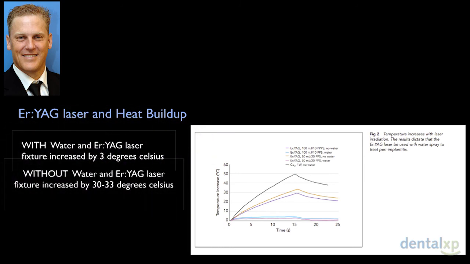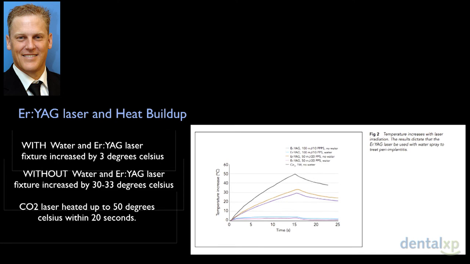When they looked at heat buildup, they found that it was only a 3 degrees Celsius rise in temperature if you used water. But if you didn't use water, within 15 to 20 seconds, you get a 30 to 33 degree rise in temperature. And with a CO2 laser, within 20 seconds, you could get a 50 degrees Celsius rise in temperature. So the point is, use water.